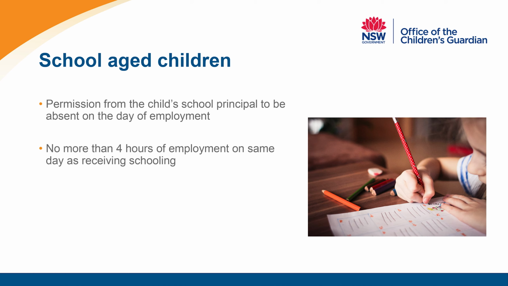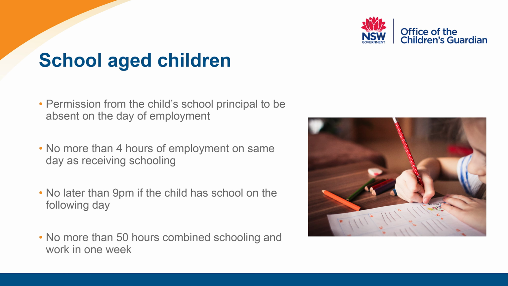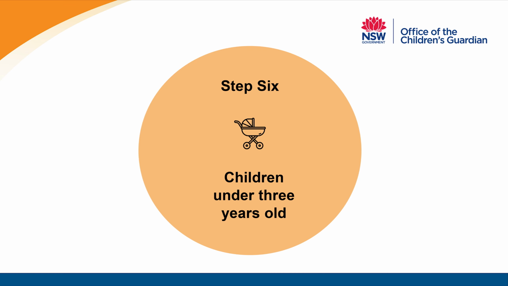If a child either attends school or receives tuition or homeschooling, you are limited to employing them for up to 4 hours on the same day. Children can be employed only until 9 p.m. if they'll be attending or receiving schooling the following day. Children must not have a combined total of more than 50 hours of school and work in 1 week.